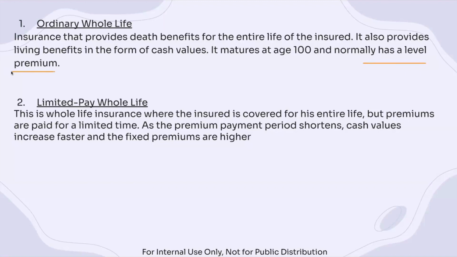So let's break this down. First of all, what does it mean that it matures at the age of 100? Well, that means coverage is in effect until 100 years old. And if the insured doesn't pass away by that time, the death benefit will be paid out automatically in many cases. We already mentioned the cash value portion. And then what does the word level premium mean? Well, this is where the premiums one pays are consistent. So you always pay 200 every month, and that doesn't change.